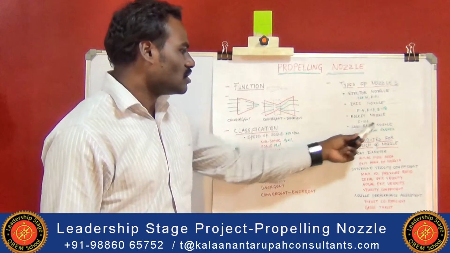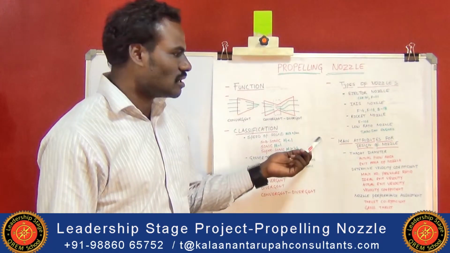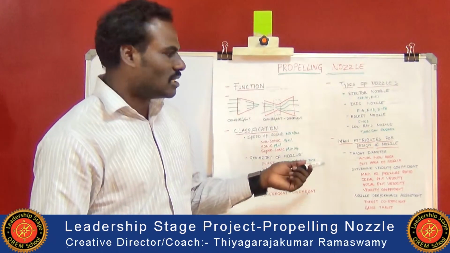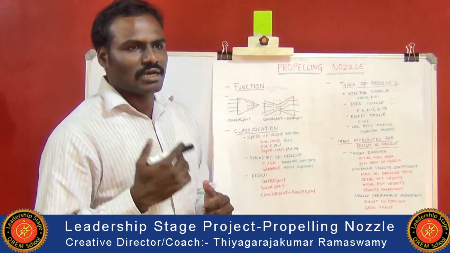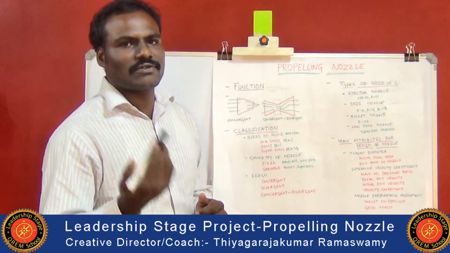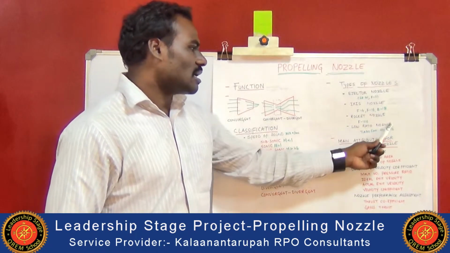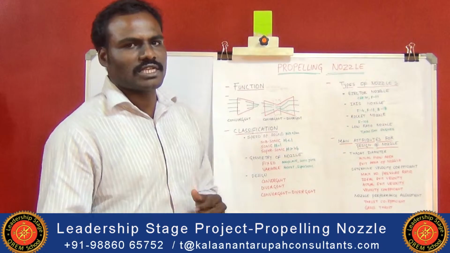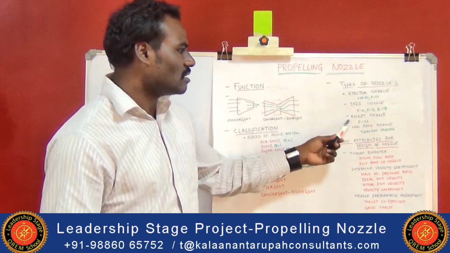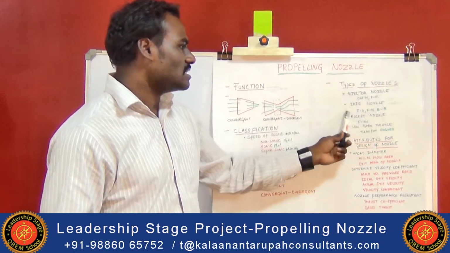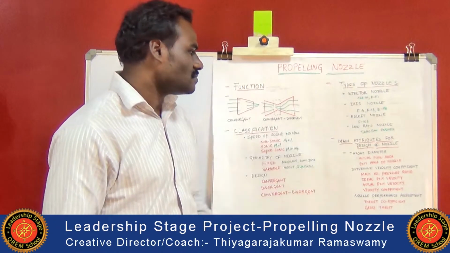Then the last one is the low ratio nozzle. These kinds of nozzles are used in jet turbofans, whereas single engine aircraft like that will be using a low ratio nozzle, so that the performance of the engine will be lesser when compared to this ejector nozzle, IRS nozzle, or rocket nozzle.